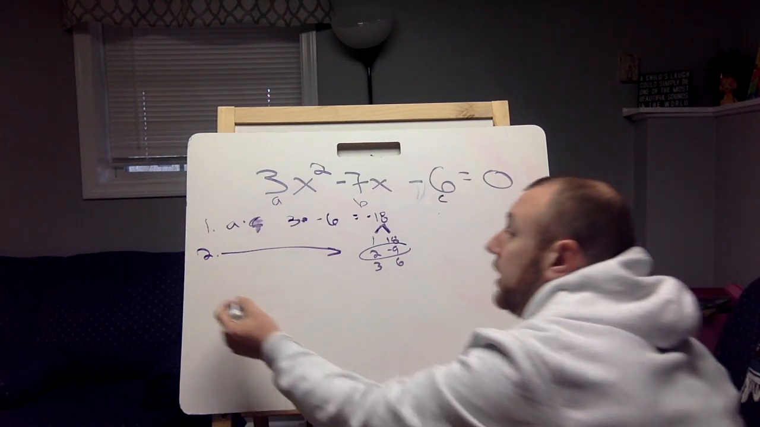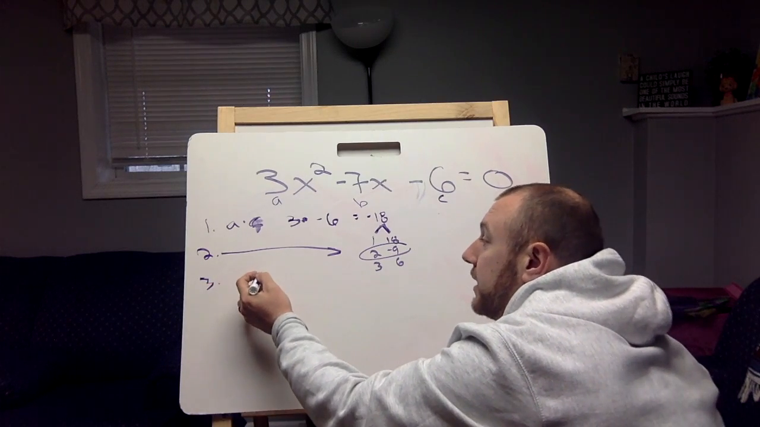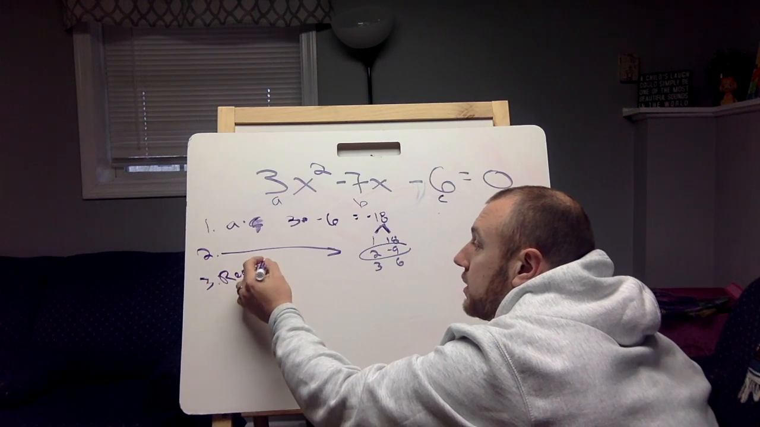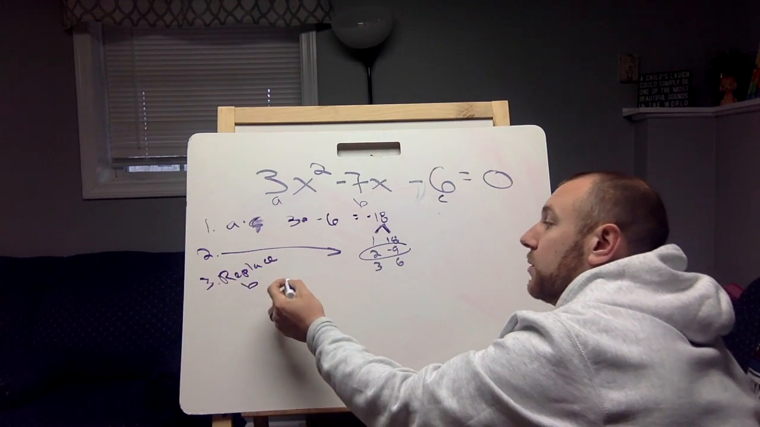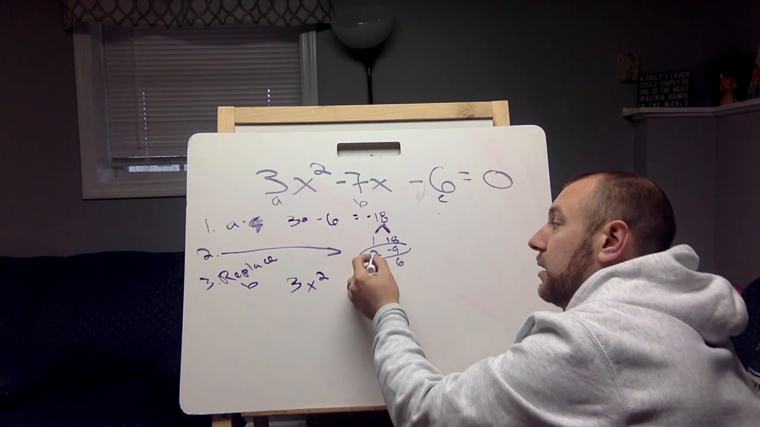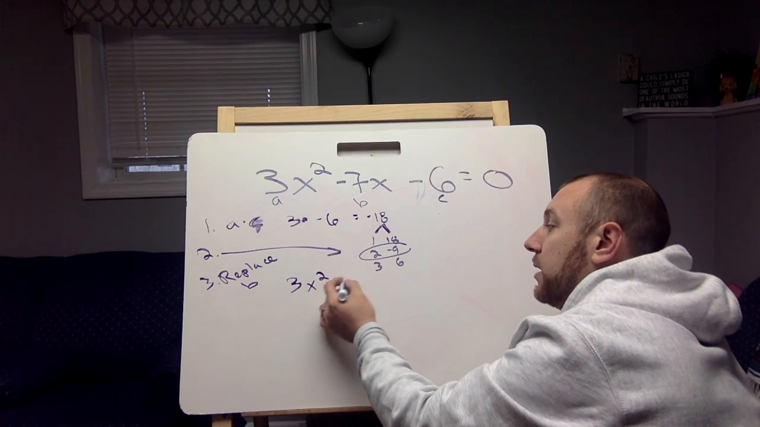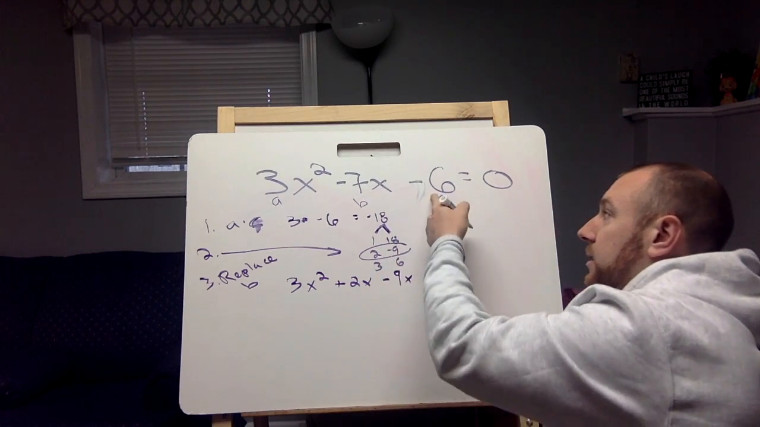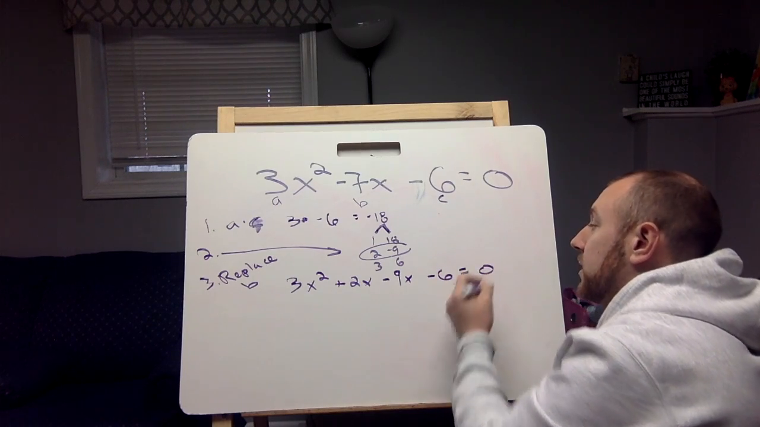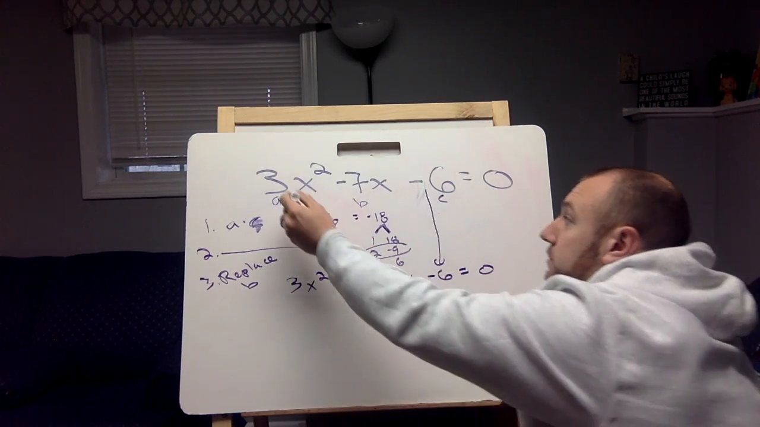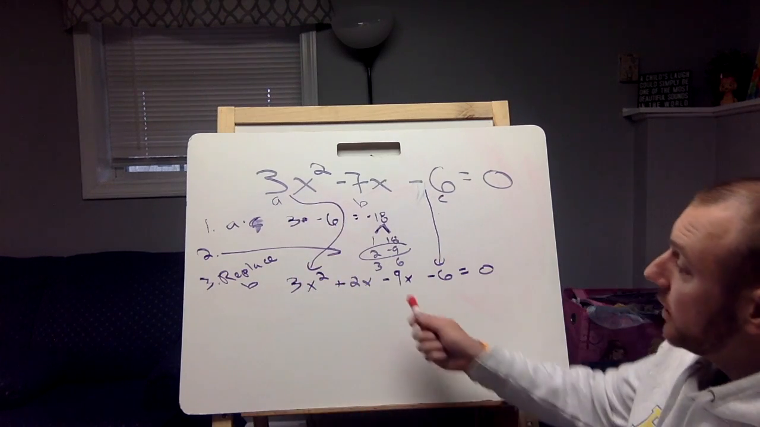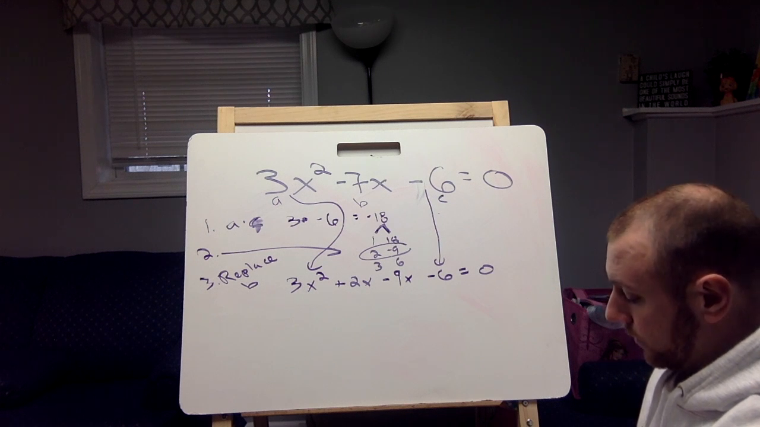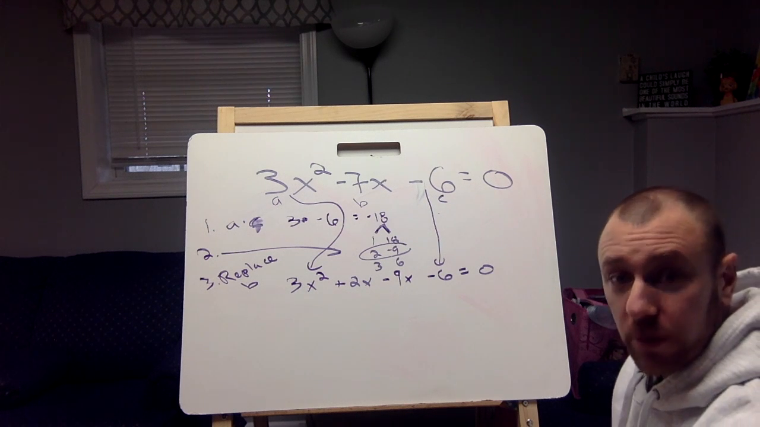Step 3, replace b. So 3x squared, now I'm going to say plus 2x minus 9x minus 6 equals 0. Now a drops down. The only thing that changes is the b. Now what I do is I factor by grouping.